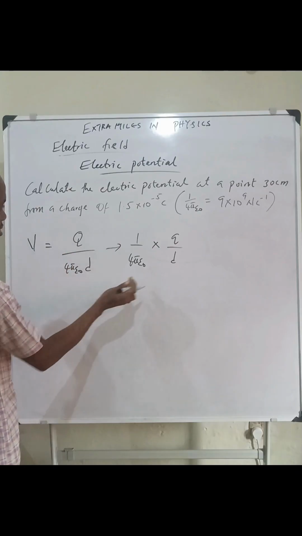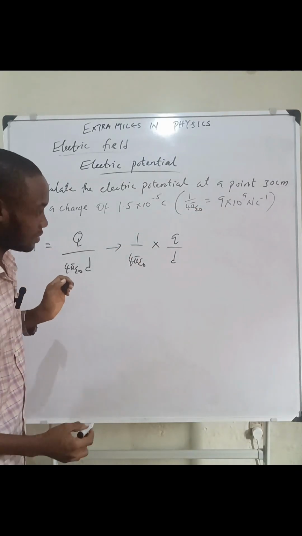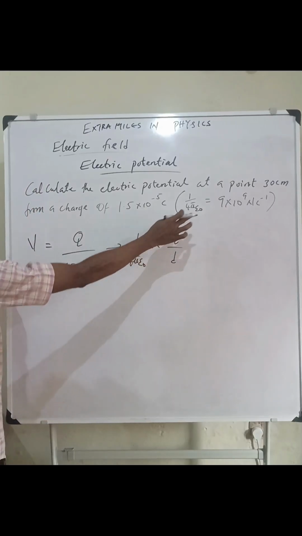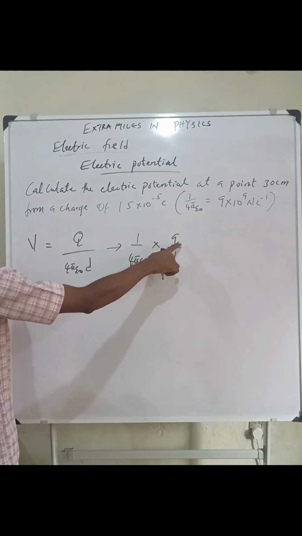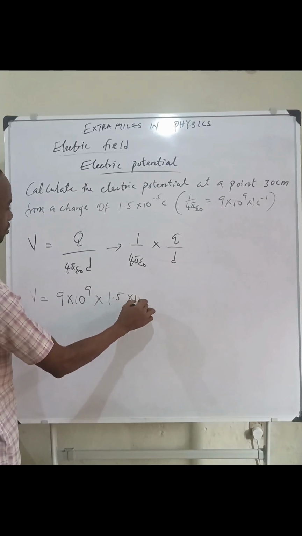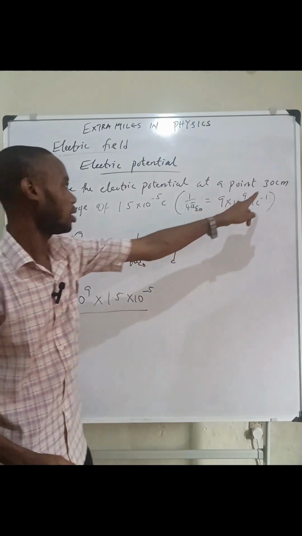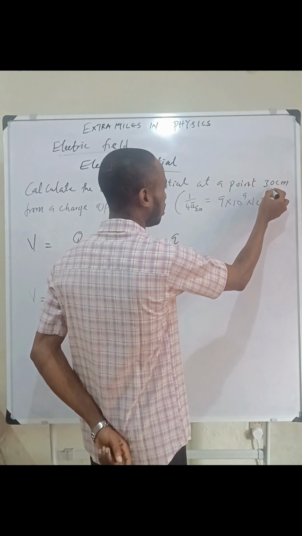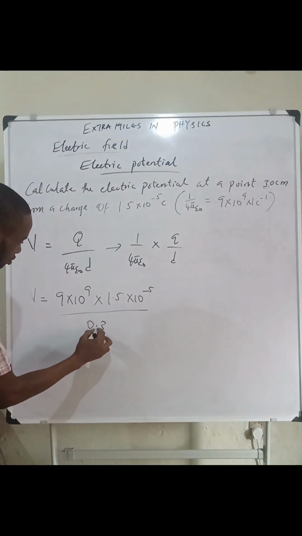This part will give me this, and this will give me this. So I'm doing it so that we won't confuse ourselves. So let's put in our values. V equals, remember this is 9 times 10 raised to power 9, multiplied by our charge, 1.5 times 10 raised to power minus 5, all over our distance, 30 centimeters. Now always remember to convert to meter. Move the decimal 1, 2. That is divided by 100. We'll be having 0.3.